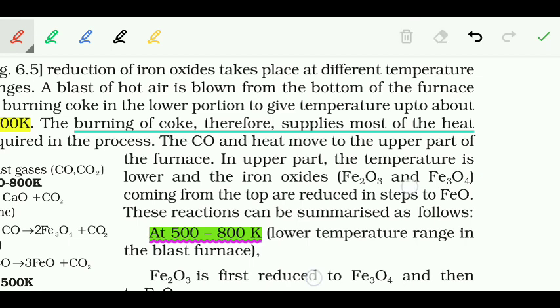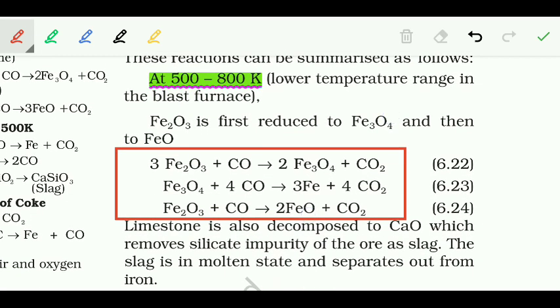So now the important point, at different temperatures we are going to discuss which kind of reaction takes place. First of all, the reduction or conversion of ferric oxide into FeO is shown here. So initially we have Fe2O3, and it is converted into Fe3O4.